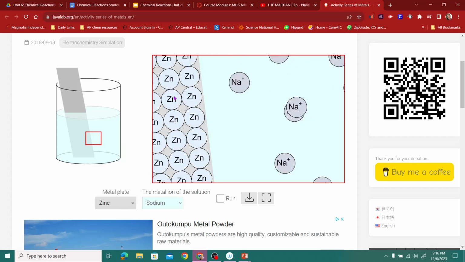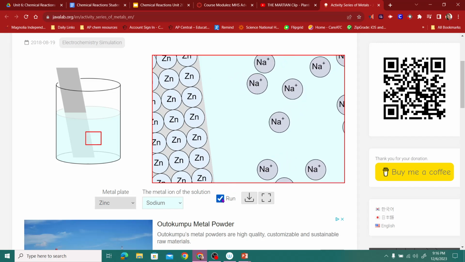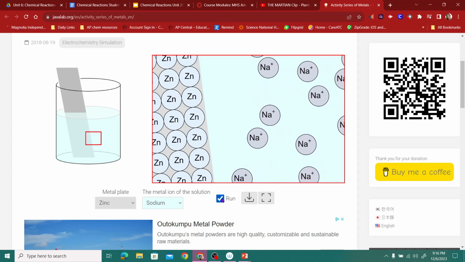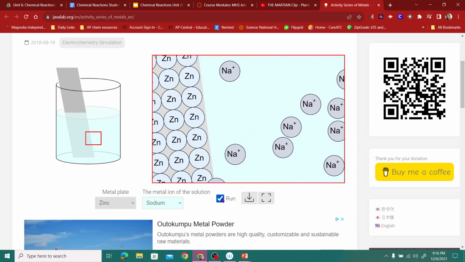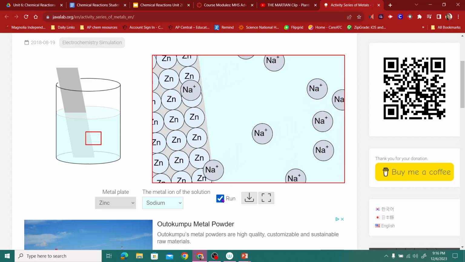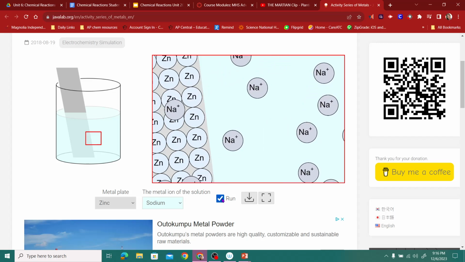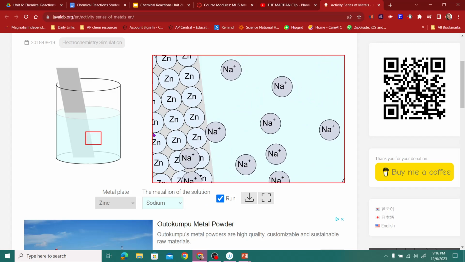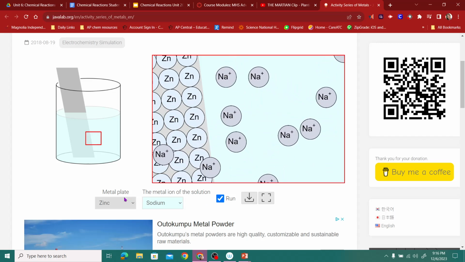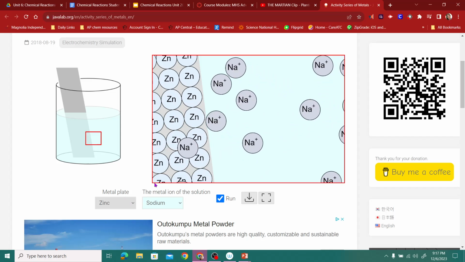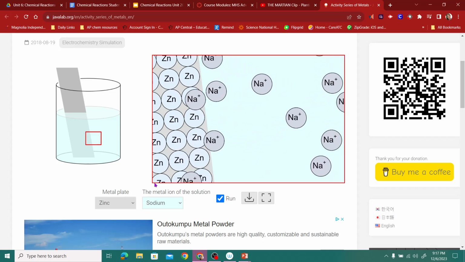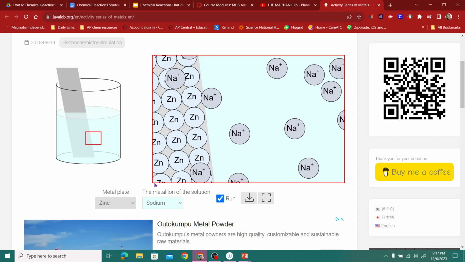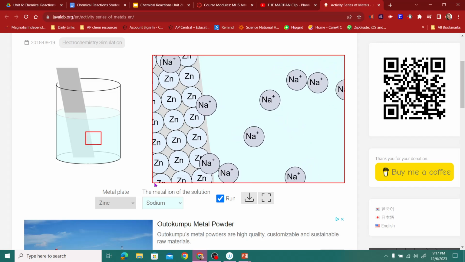All right, so this would be zinc trying to replace sodium. And notice the sodium just breezes right past it, right? So there's no way that the sodium is going to be a solid and be replaced by the zinc. So the sodium's like, nah, you're not going to steal my girlfriend. I'm good. I'm better than you. You're not going to replace me, right?